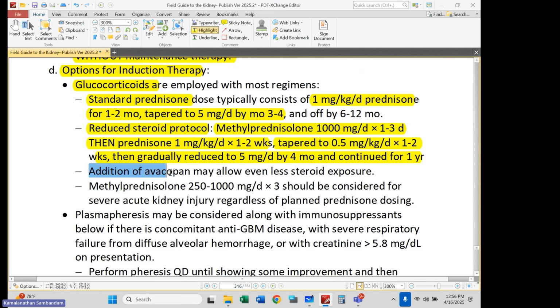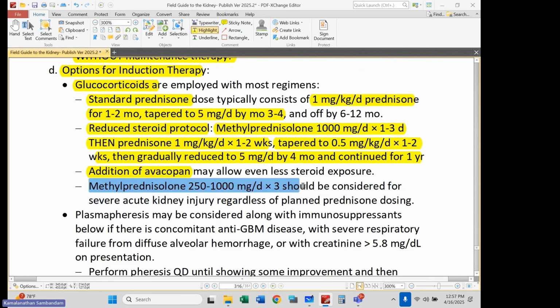Now, there is a randomized trial looking at the use of avacopan. Avacopan is a complement inhibitor, actually. It inhibits C5a as a mobilizer of inflammation, right? This is one of your complement components that stimulates recruitment of inflammatory cells. So avacopan blocks that, and supposedly would result in less steroid exposure. That's what, based on randomized controlled trials, has been found. So you can get away with less steroids if you use avacopan.